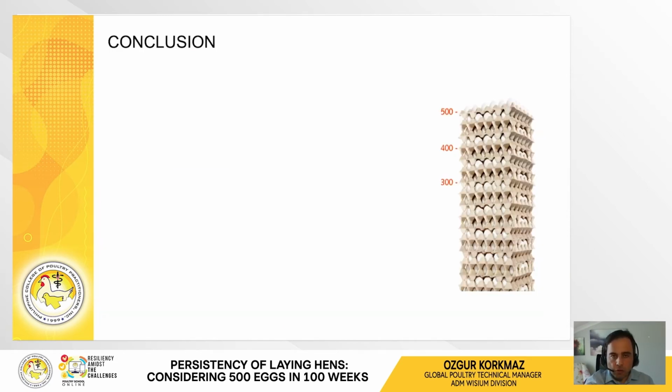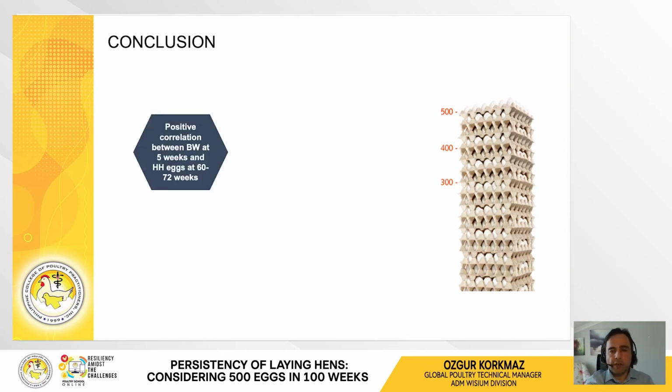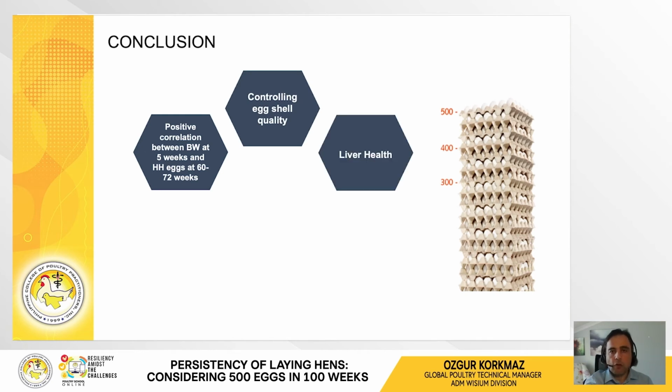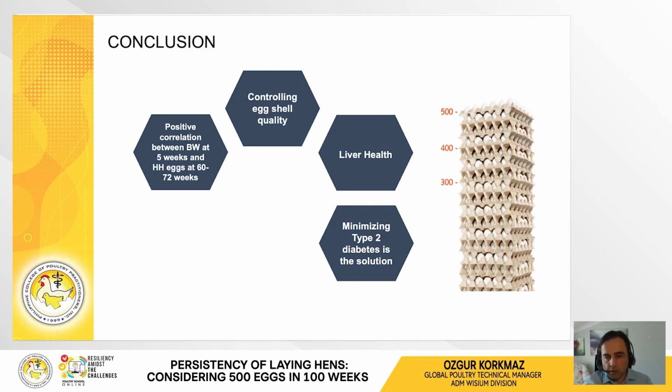So as a conclusion, to get the maximum number of eggs from your flock, there is a positive correlation between body weight at 5 weeks and hen-housed eggs at 60 to 72 weeks. We need to control eggshell quality. We need to keep the liver at a healthy level during the production period. We need to minimize type 2 diabetes with this solution.